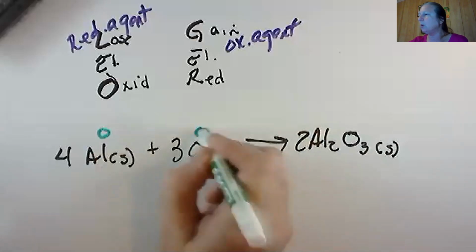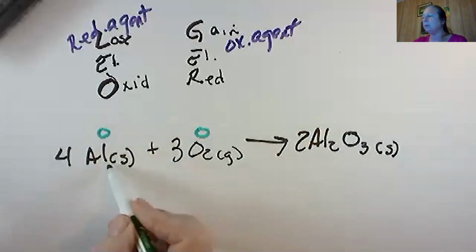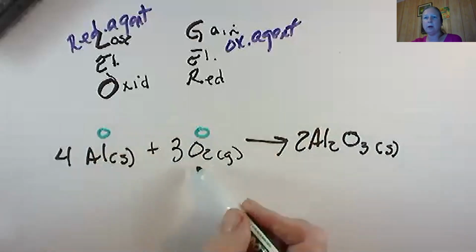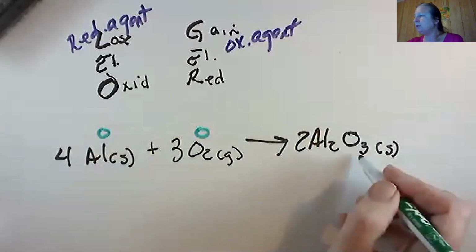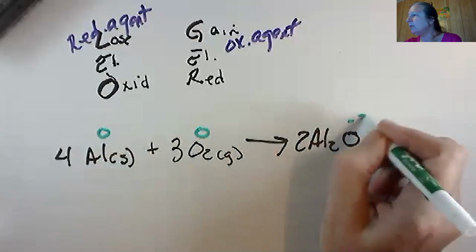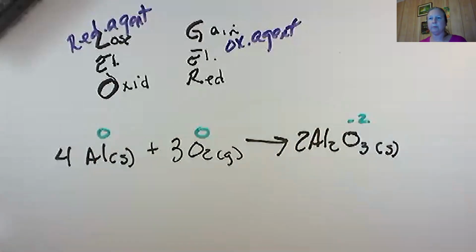All right, these are both elements. That's the simplest one. It's just nothing but aluminum, nothing but oxygen. They are not ions. They each get 0. Oxygen, this is not a peroxide, so it's -2. We do not have a rule for aluminum.